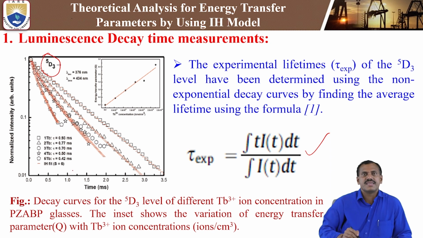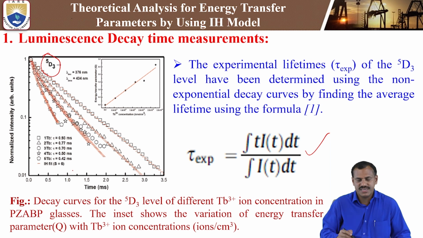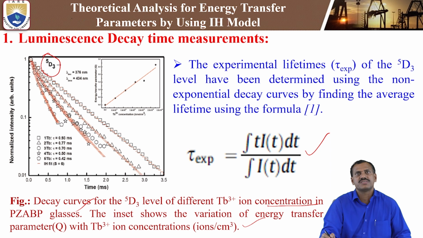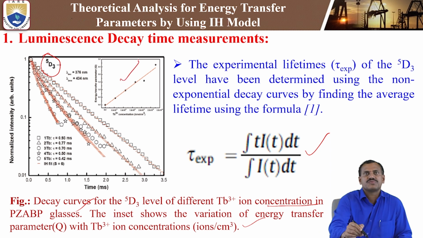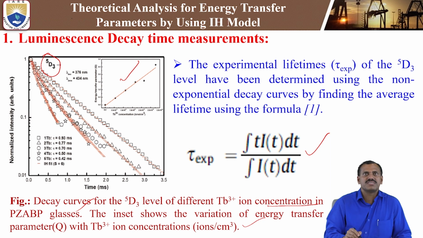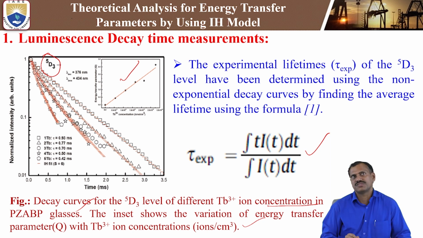This is the decay curve for the 5D3 level of the different terbium 3+ ion concentrations in the phosphate glasses. The inset diagram shows the variation of the energy transfer parameter Q with the terbium ion concentration, in ions per centimeter cubed. As we increase the concentration, the energy transfer parameter also increases. We can observe this behavior in the non-exponential nature of the lifetime measurements.